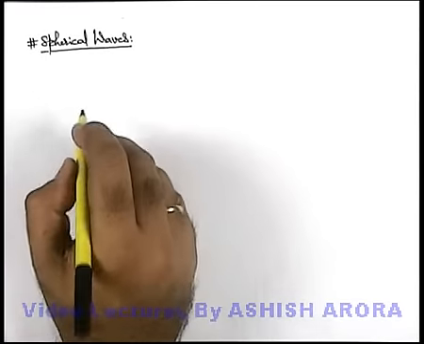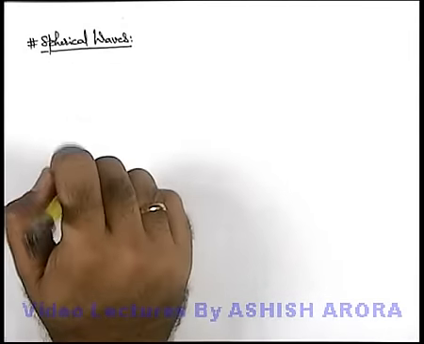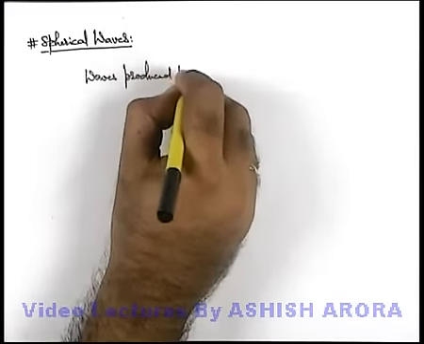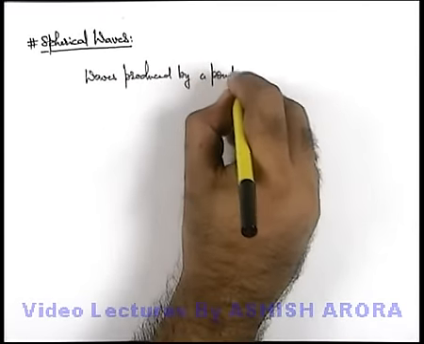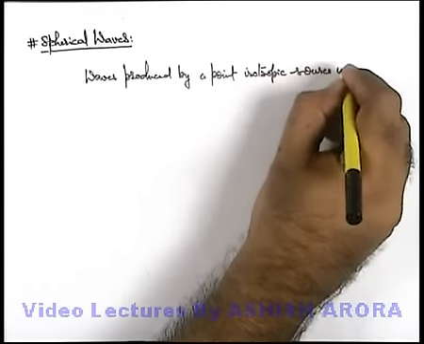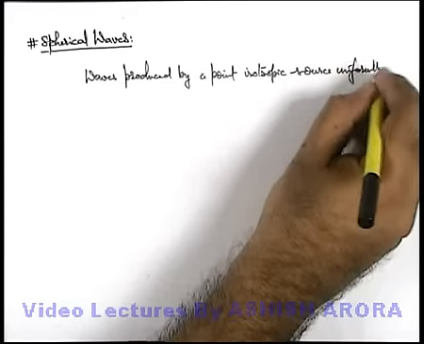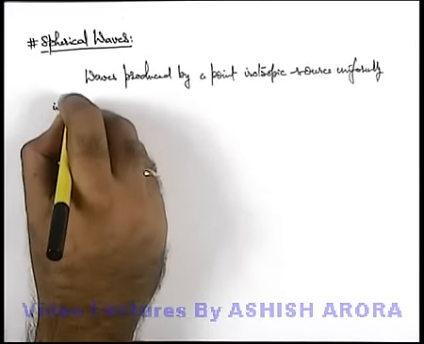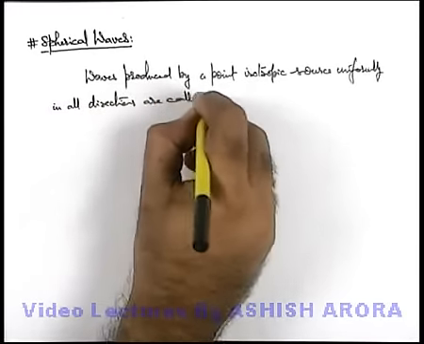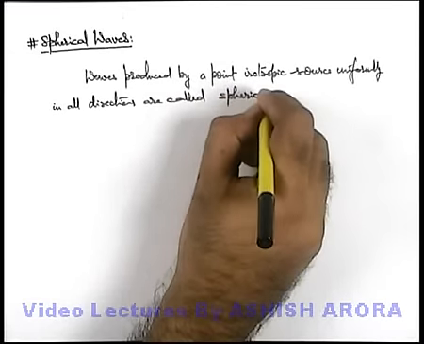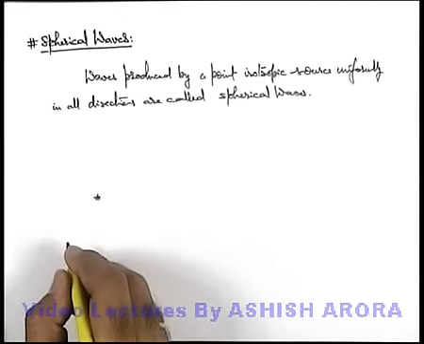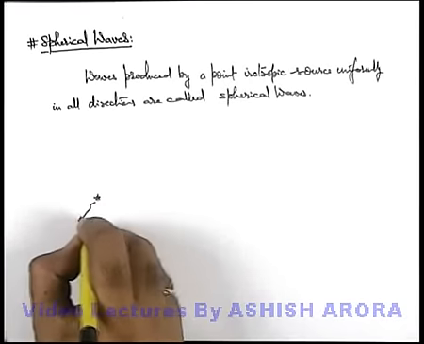In this section, we'll discuss and analyze what spherical waves are. We can write that waves produced by a point isotropic source uniformly in all directions are called spherical waves. We can define it this way: if there is a point source which is producing sound in all directions.